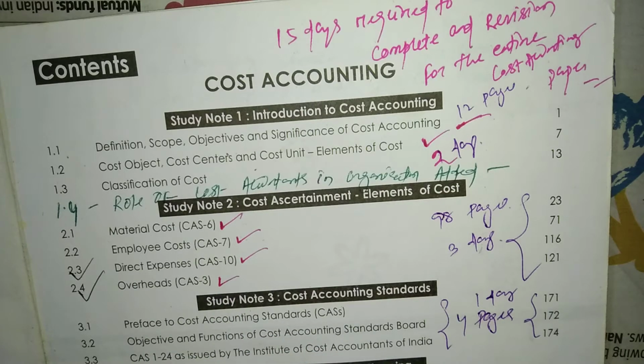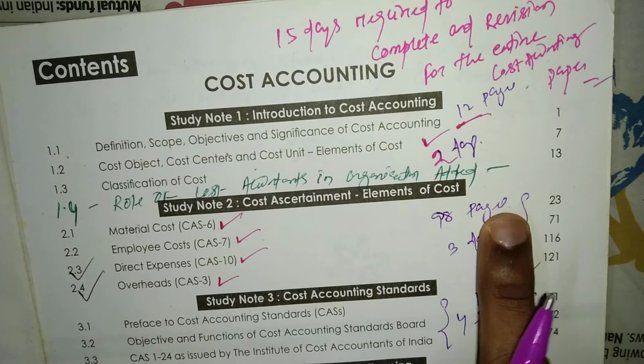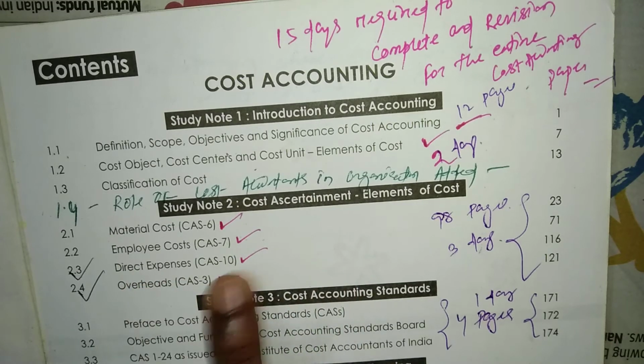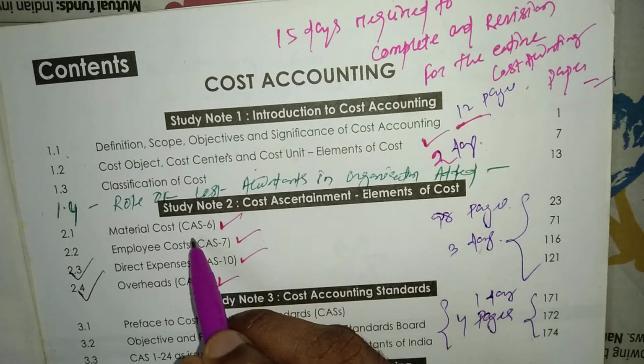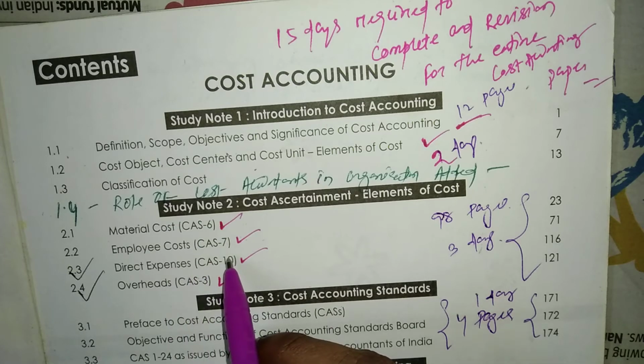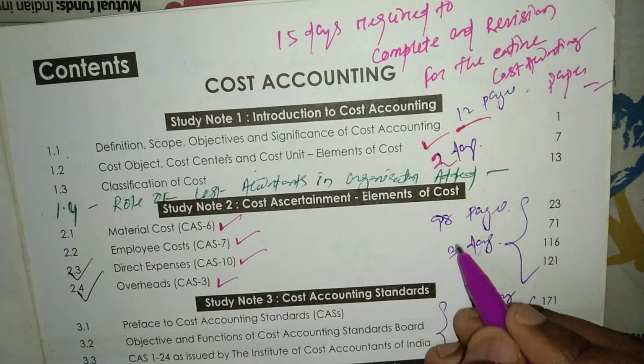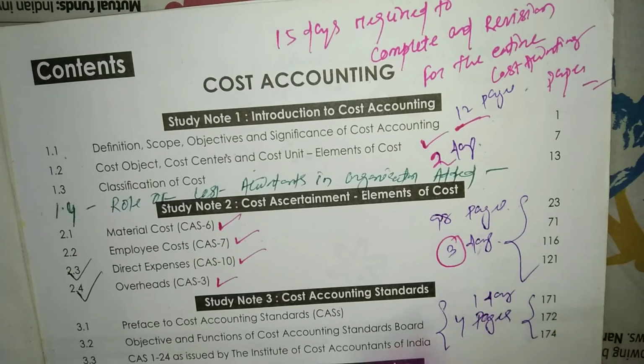You need to revise study note number 2, that is cost ascertainment, very well. There are 98 pages and all the topics are very important: material cost, employee cost, direct expenses and overheads. Material cost is cost accounting standard 6, employee cost, cost accounting standard 7, direct expenses, cost accounting standard 10, and overheads, cost accounting standard 3. Okay, 98 pages and you need to complete and revise within 3 days.